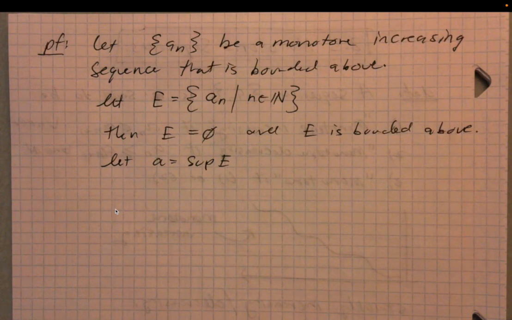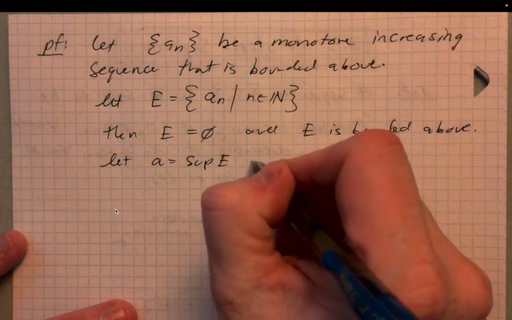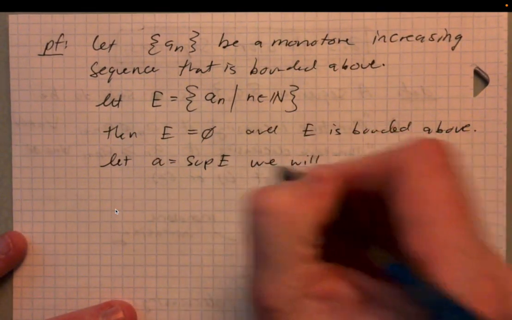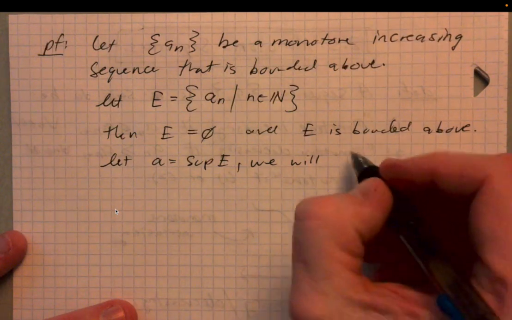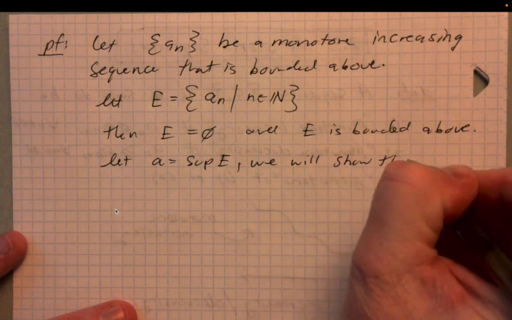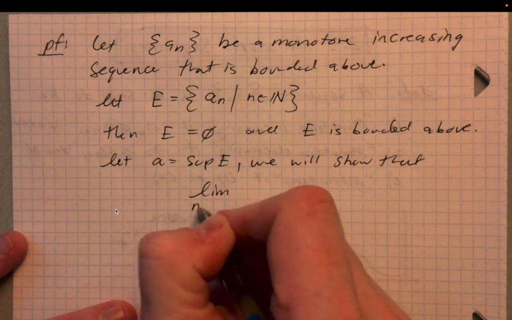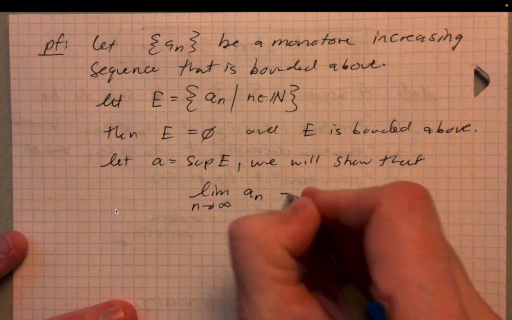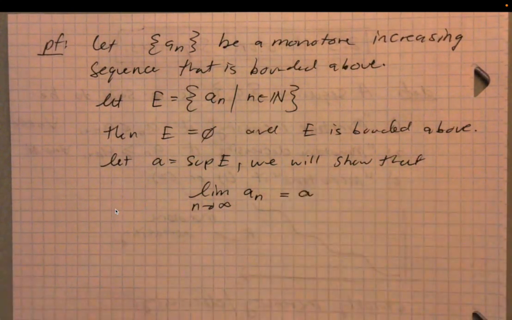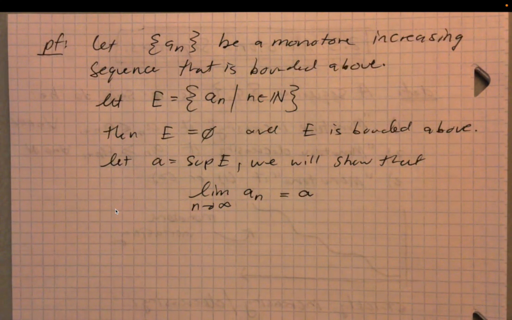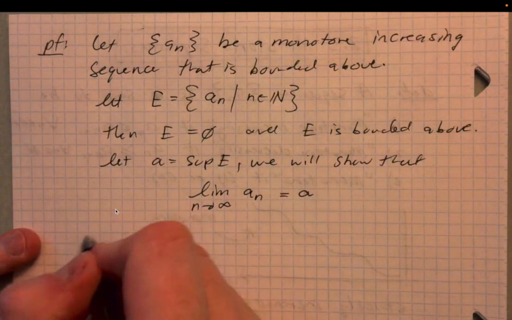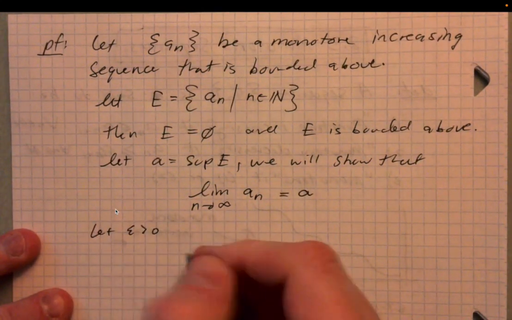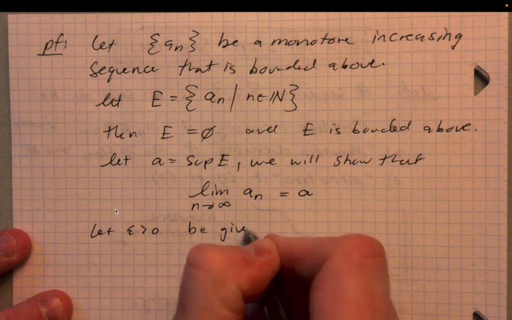So if A is the least upper bound of the set E, what we're going to show is that the limit of the sequence is A. So let A equal the supremum of E. We will show that the limit as n approaches infinity of a sub n is equal to this supremum, this least upper bound. Okay, all right. And so to do this, let's go ahead and let epsilon greater than 0 be given.